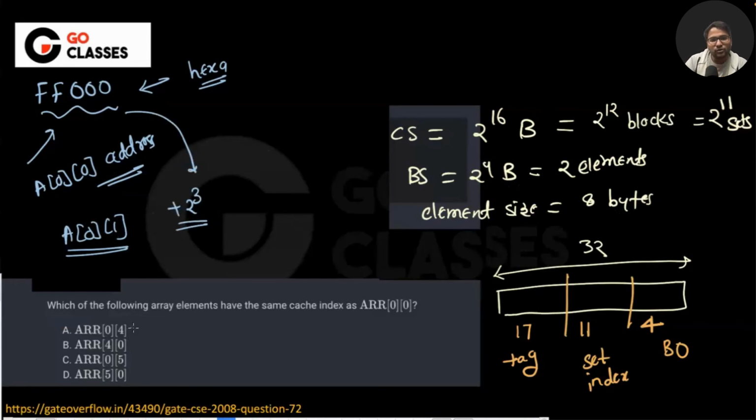If it is 01. For 04, how much do you need to add? Plus 2 power 3 into 4. See, if it is 1, then plus 2 power 3. For 04, plus 2 power 3 into 4, which means you need to add 2 power 5 to the starting address, right? Is this fine to everyone? Now, if you add 2 power 5, which means 1 followed by 5 zeros, will it have the same cache index, the same set index? Tell me. If you add 1 followed by 5 zeros, won't the index change? Aren't you changing something here?